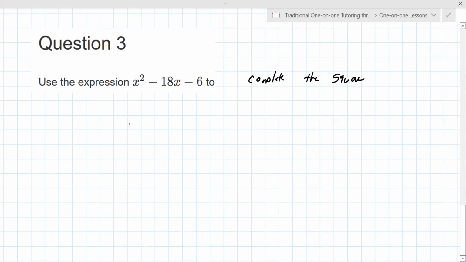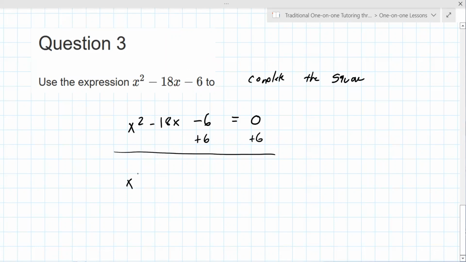All right, now this is maybe slightly different than you saw in your notes, but it's a good method. Stand behind it. So you always set this equal to 0. Whatever your expression is, you always set equal to 0. And then that's what I was trying to show you in the previous problem. You actually move this number over. So it's x squared minus 18x, leave a space, equals 6.